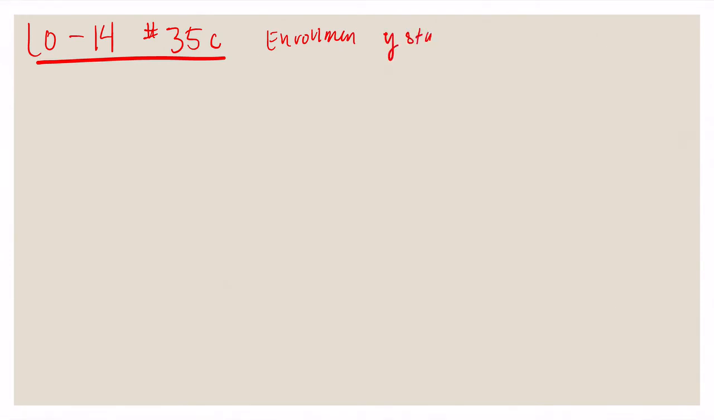Okay, next one. Learning outcome 14, number 35C. Okay, in this problem we have the enrollment at a school was Y students last year and increased 20% this year. Okay. Enrollment Y students last year, increase 20% this year. Okay. How many was it this year?